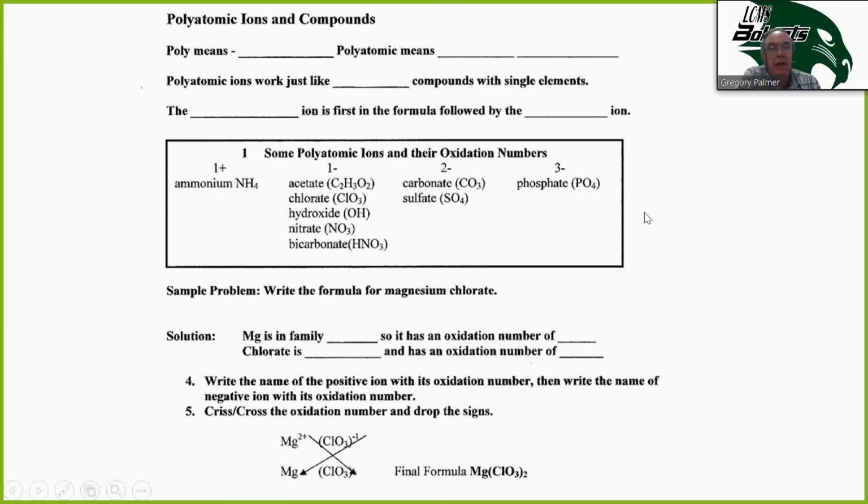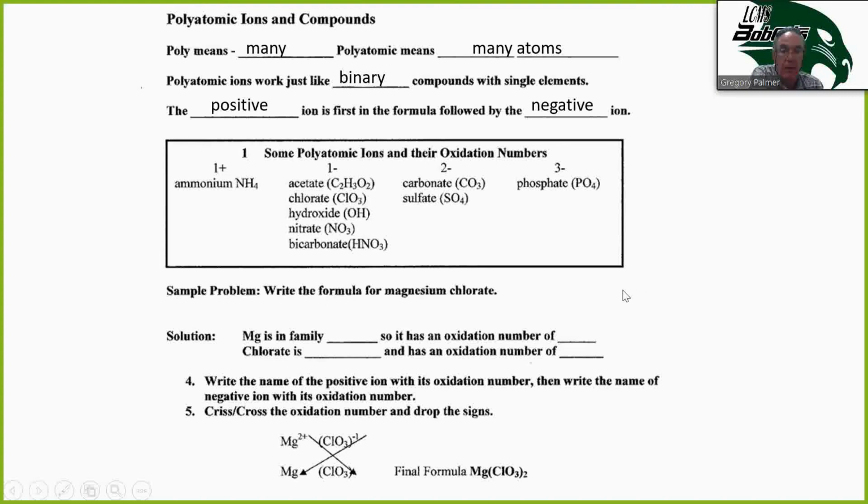Okay, so we're going to take a look at these polyatomic ions. Poly means many. So down here, or many or more than one, are these polyatomic ions. It's the same as the chart I just showed you. So it means many atoms. So it's an ion that's made up of more than one atom. They work just like what we've been doing with the binary compounds with single elements. We're going to write the name of the positive ion first, followed by the name of the negative ion.